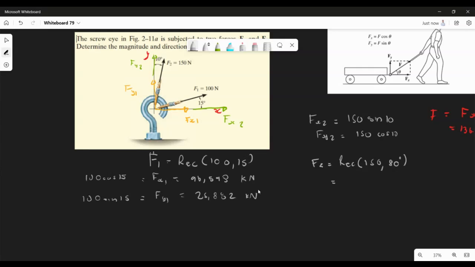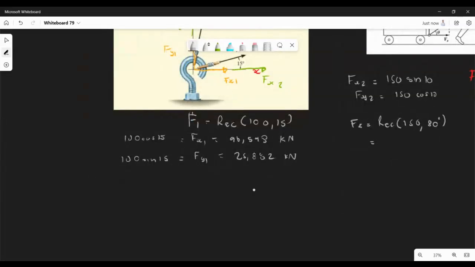Okay, good. Do you guys understand why I'm using the rec function? I'm just showing you a shortcut. So just to recap, if I'm taking this diagram again, F1 is here, right? I think I must unpack this a bit further. This is going at 15 degrees at 100 newtons. So for FX1, this is 100 cos of 15, and we should get 96.593 kilonewtons.